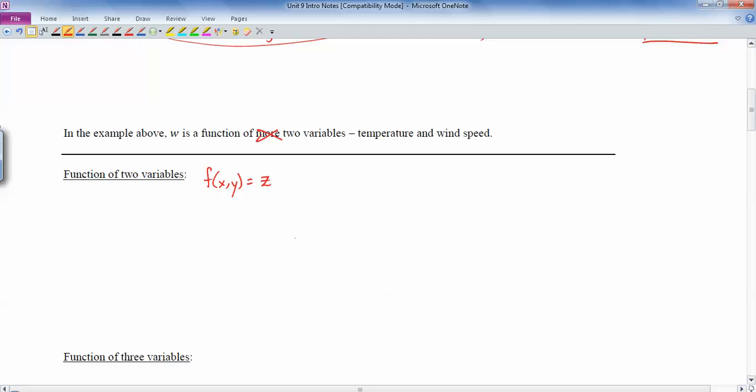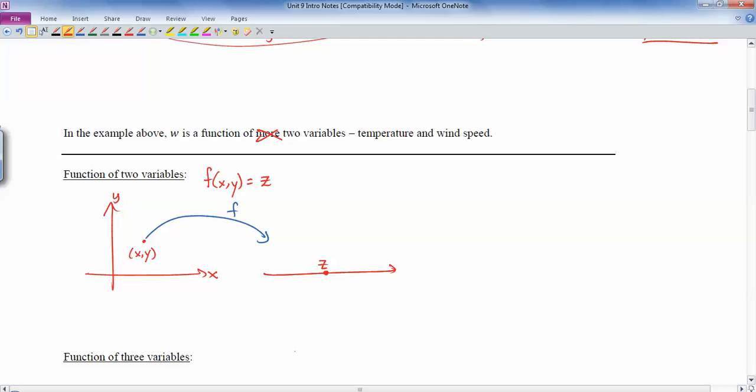And so what happens is your inputs come from the xy plane. So like you have some point here, x, y, and then you plug that into f, some function f, and you end up with a real number. So, you know, here's the z-axis, you end up with some z value right there, which is f of x, y.